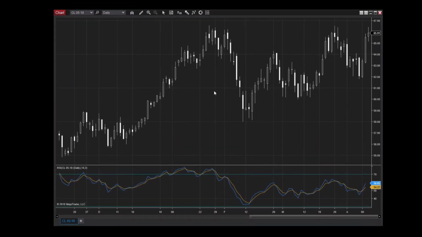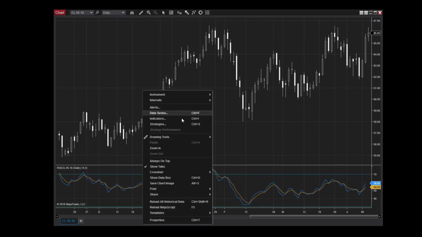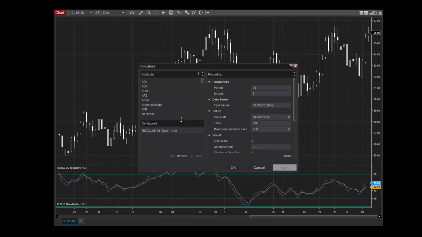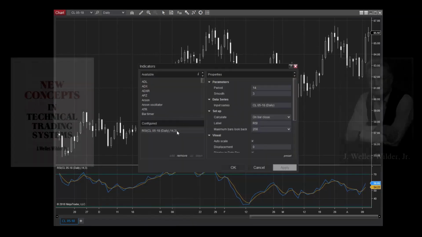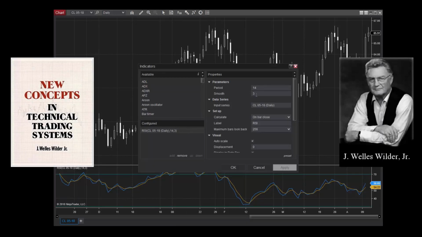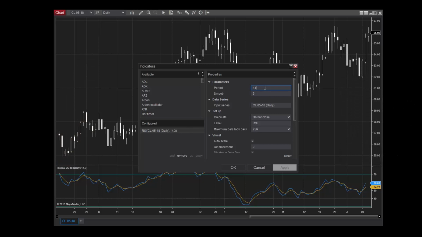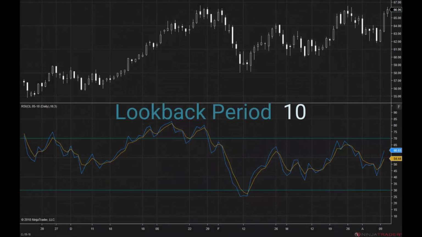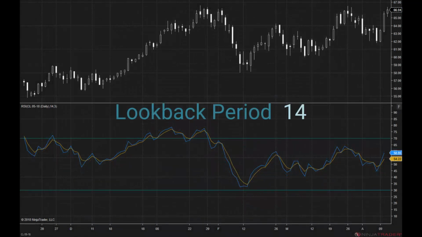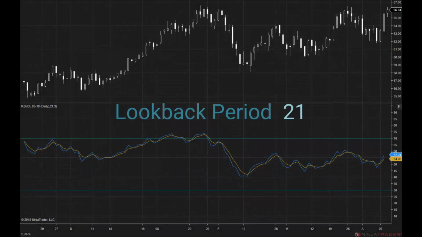The default look-back period for the RSI in NinjaTrader is 14, and the average defaults to a 3 period. These values are established as recommended in Wells Wilder's 1978 book, New Concepts in Technical Trading Systems. But as with all NinjaTrader indicators, users can adjust these settings to meet their individual trading needs. Lowering the look-back period will increase sensitivity, while raising it will decrease sensitivity.